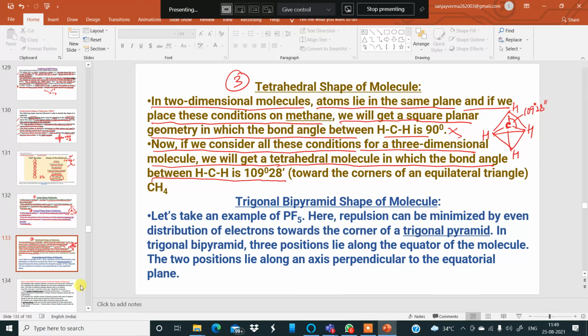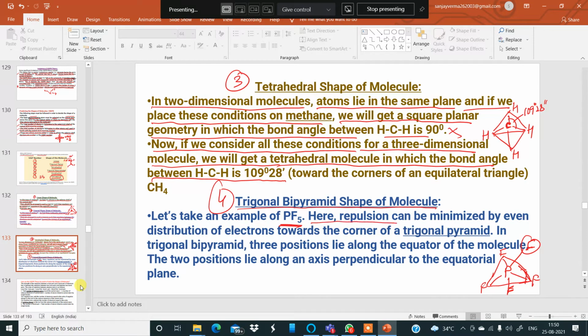Now the next shape is trigonal bipyramidal shape of molecule. Here let's take the example of phosphorus pentafluoride, PF5. Now if I draw PF5 this way, I can put a triangle, and three fluorines over here like this, and one fluorine above the plane, another fluorine below the plane. Are you getting it? One fluorine above the plane of paper towards you, and this one is away from you. So that is phosphorus pentafluoride.